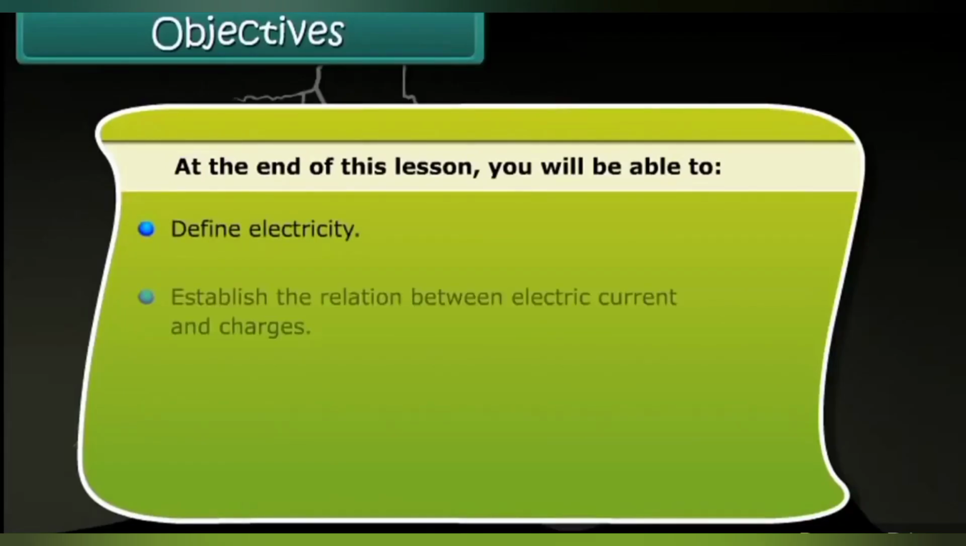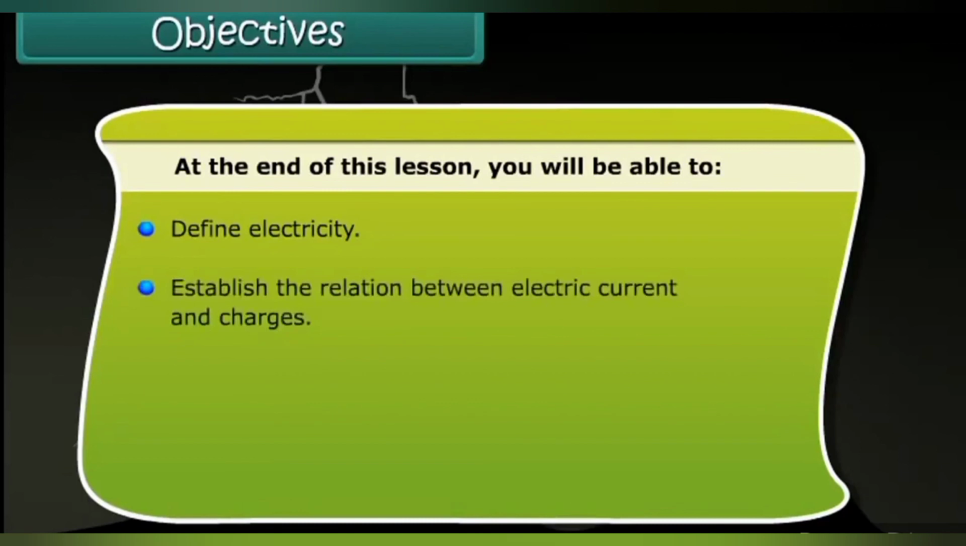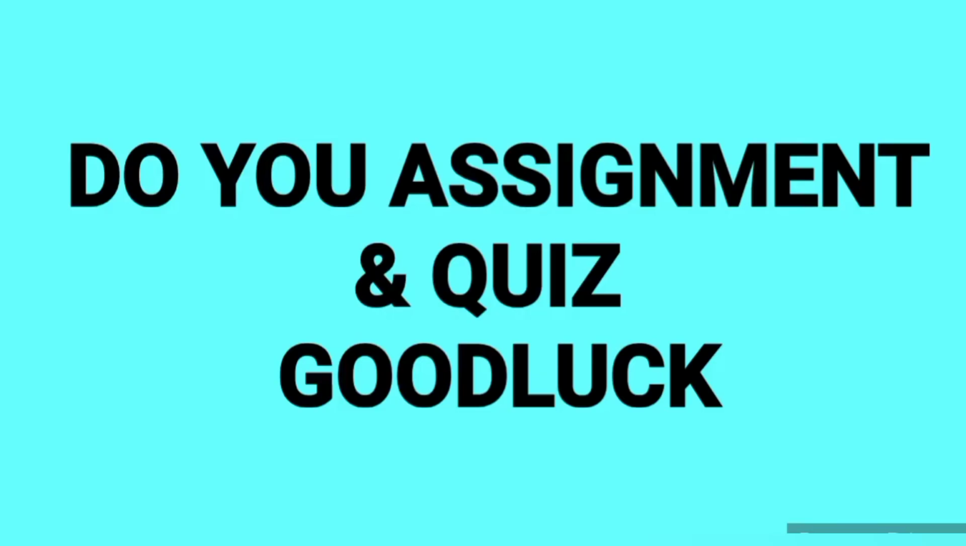Welcome back. That now brings us to the end of today's lesson. Remember to do your other activities in this lesson, okay? And I believe you've learned what electricity is, two types of electricity, and also the two types of current electricity.